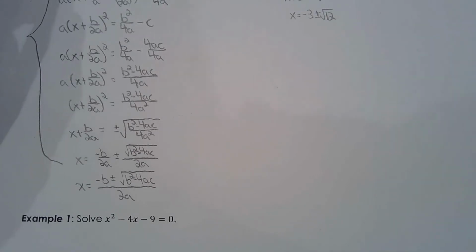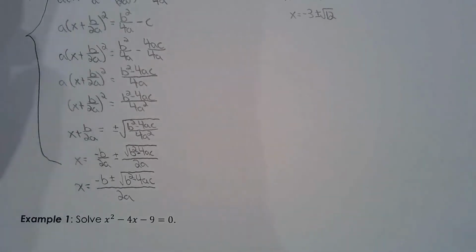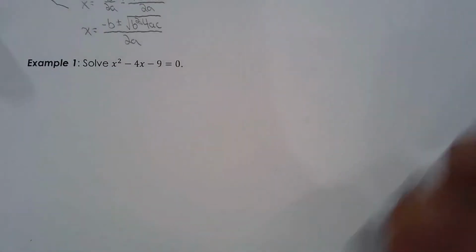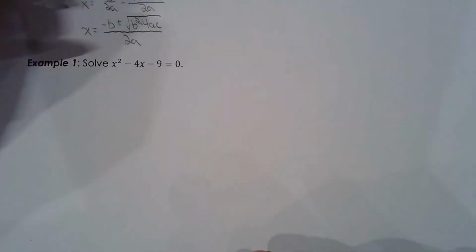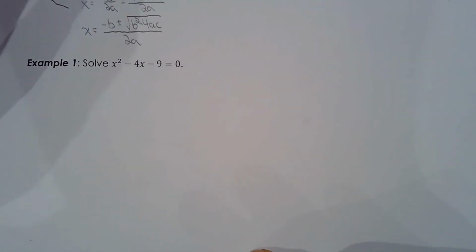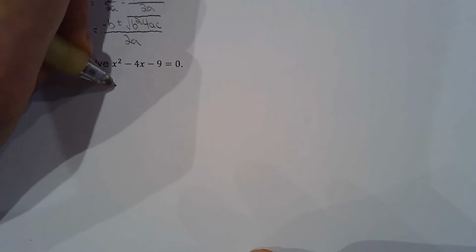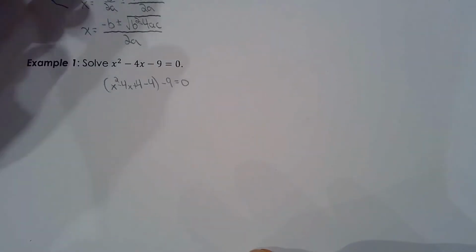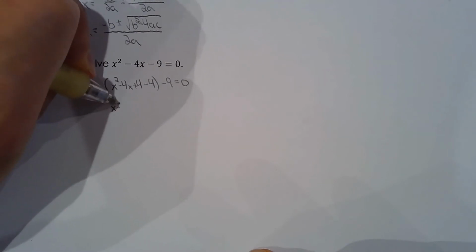Okay, so let's make use of the quadratic formula. I'm going to pretend like I forgot the quadratic formula. So I'm going to solve this first by completing the square, and I'll solve it again by using the quadratic formula. So x squared minus 4x minus 9 equals 0. So like I said, let's solve it by completing the square. Create that perfect square trinomial.